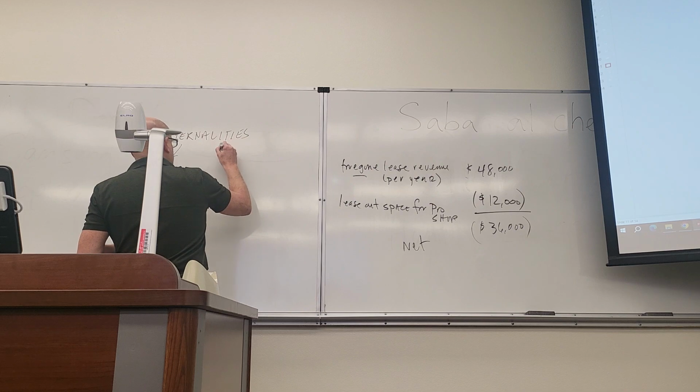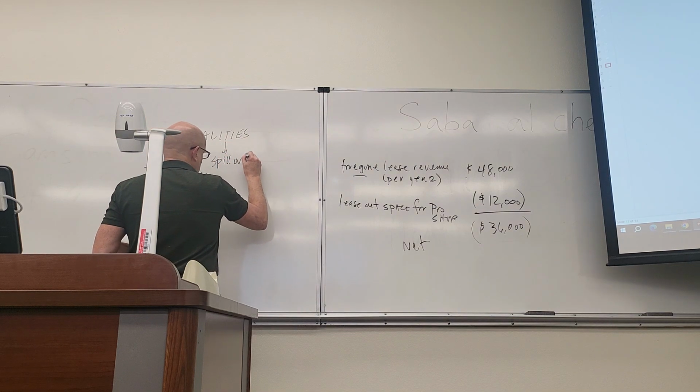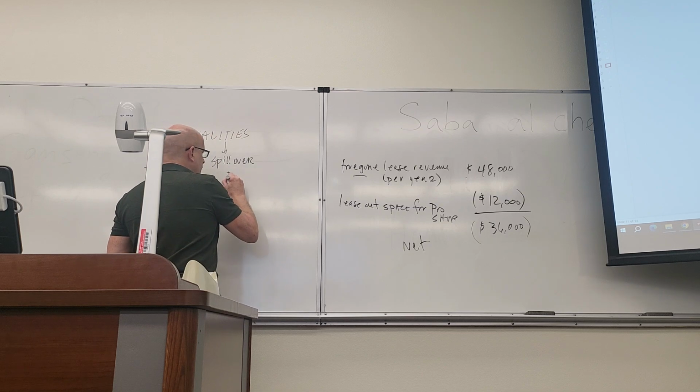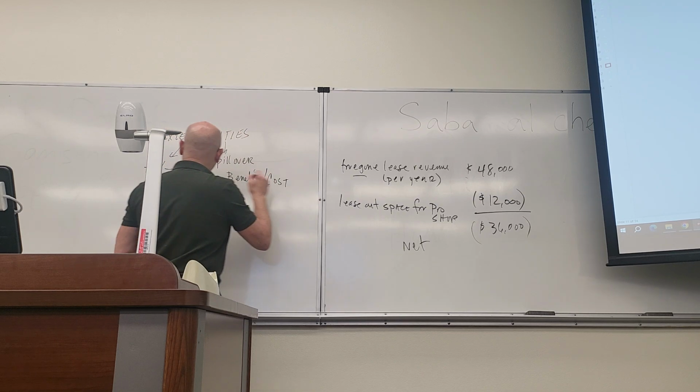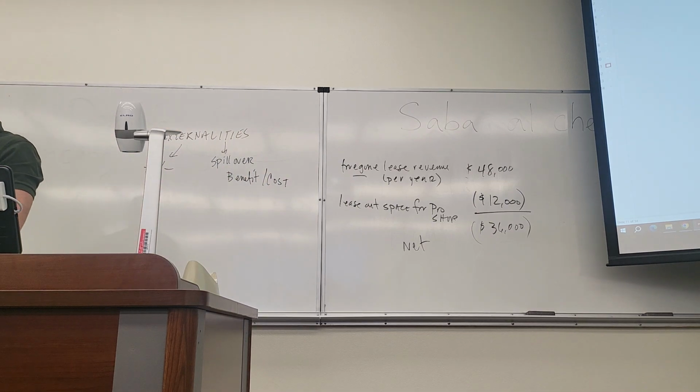Externalities are sometimes referred to as spillovers. So spillover benefit or spillover cost, depending on whether it's a positive or negative externality. It's common to call it a spillover instead of externality, because what it's saying is that this project's benefits directly in the project will spill over into other areas of our firm.